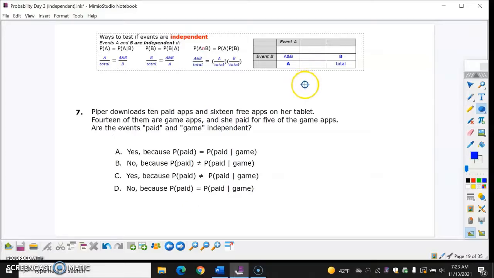Okay. Number 7, it says Piper downloads 10 paid apps and 16 free apps on her tablet. 14 of them are game apps, and she paid for 5 of the apps. We want to test if the events paid and game are independent.